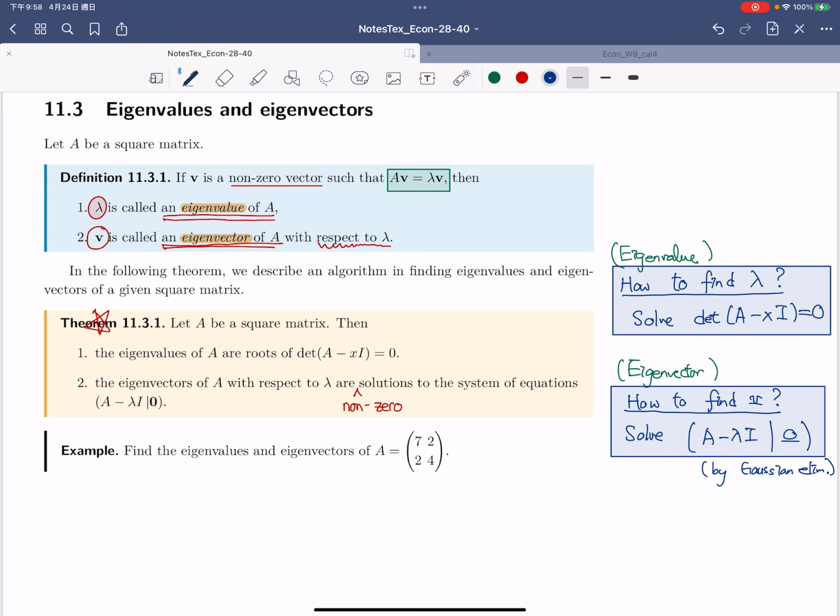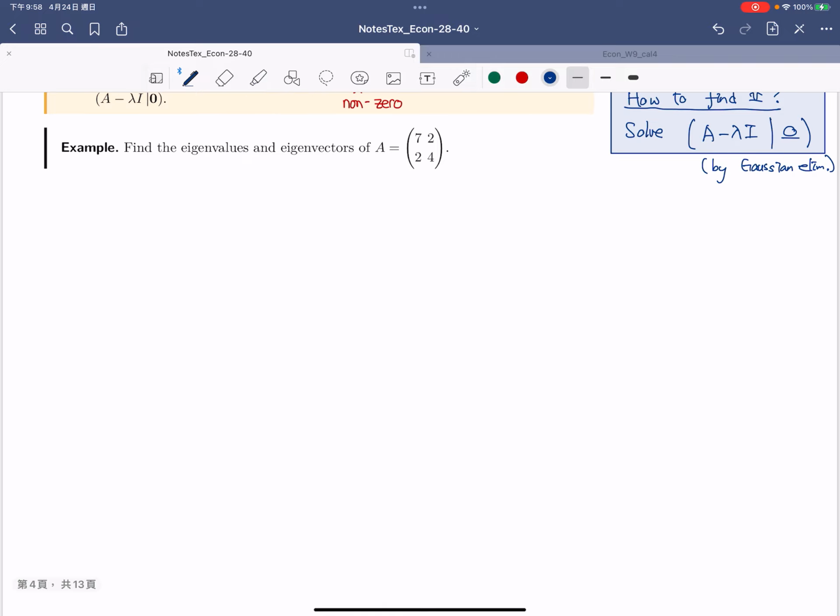Of course, this looks far too abstract. So let us do a concrete example together. Example. Find the eigenvalues and eigenvectors of this matrix 7, 2, 2, 4. So firstly, let me compute eigenvalues. So how do I compute eigenvalues? The way to do it is to solve the determinant of A minus xI. Okay, in this case, I is I2.